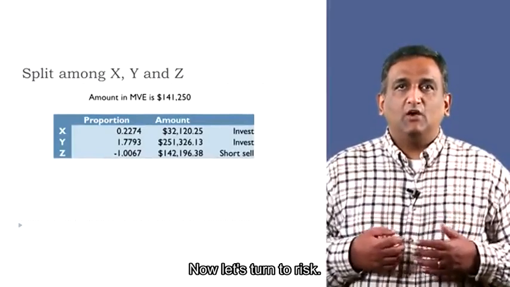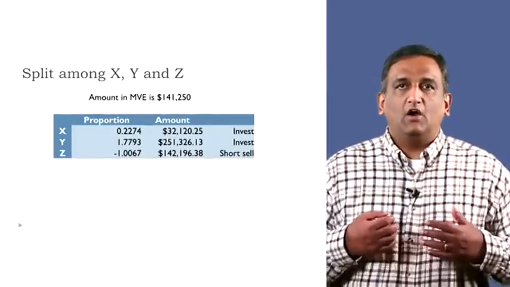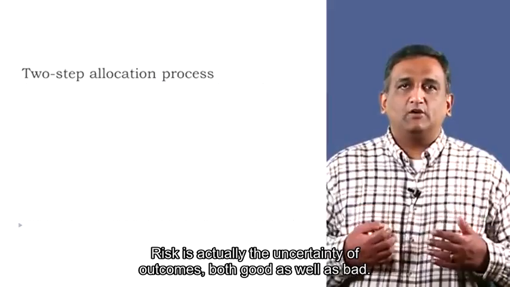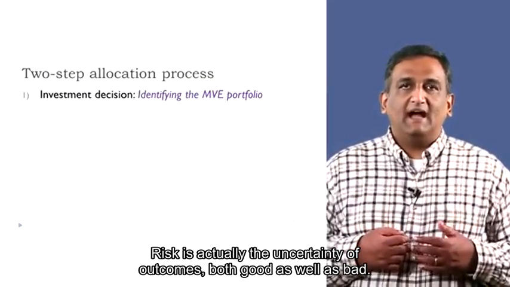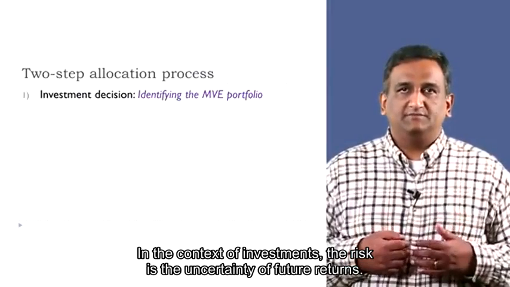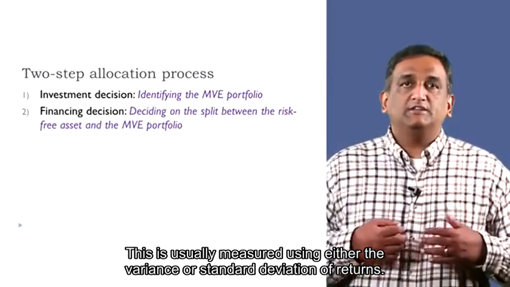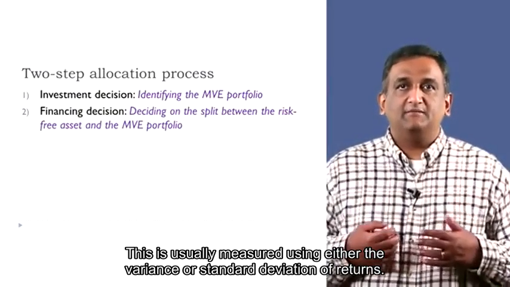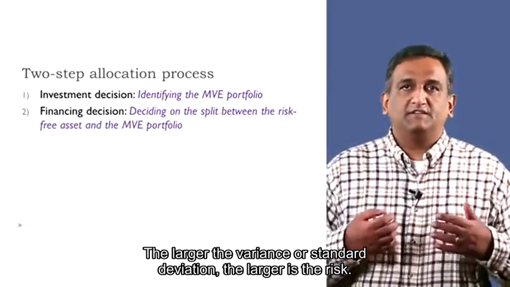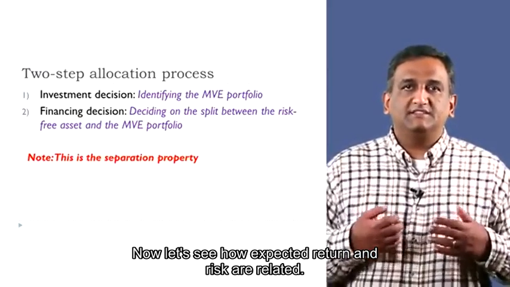Then click on Solve. You will be able to see that B2 now shows a value of 0.3607. To calculate the weight of Y in the portfolio, in cell B3, enter the formula equals 1 minus B2. Cell B3 will now display a value of 0.6393. So the weight of X in the MVE portfolio is 36.07% and that of Y is 63.93%.